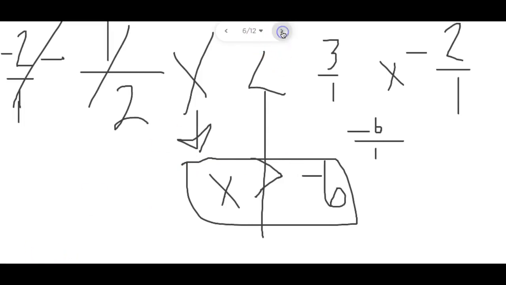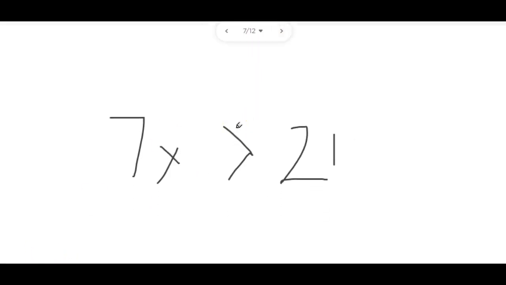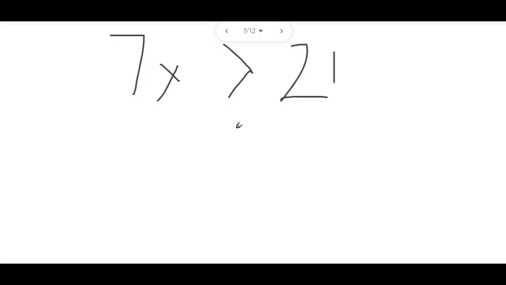Let's move on to the next one. I want you to pause the video and then work on this one. All right, I hope you paused the video. This is a simple problem. So we're multiplying by a 1/7. If you haven't worked it out, pause it, work it out, because I'm moving.